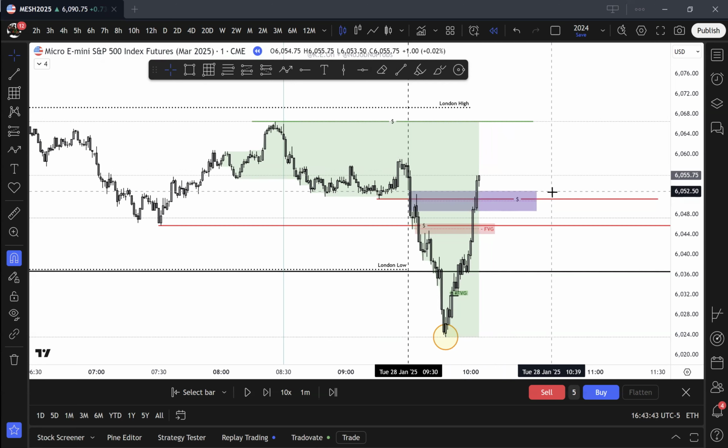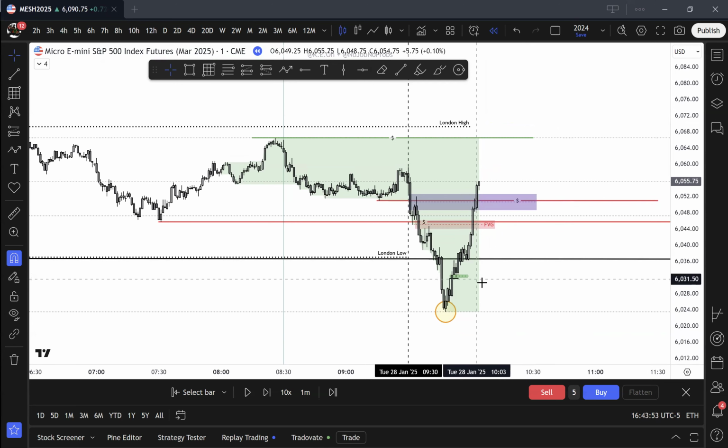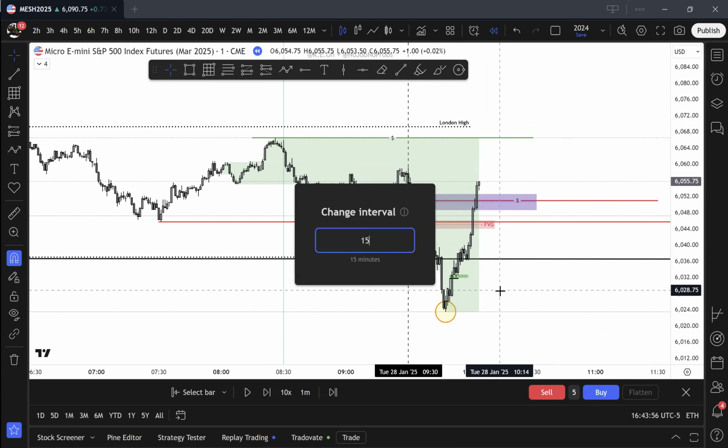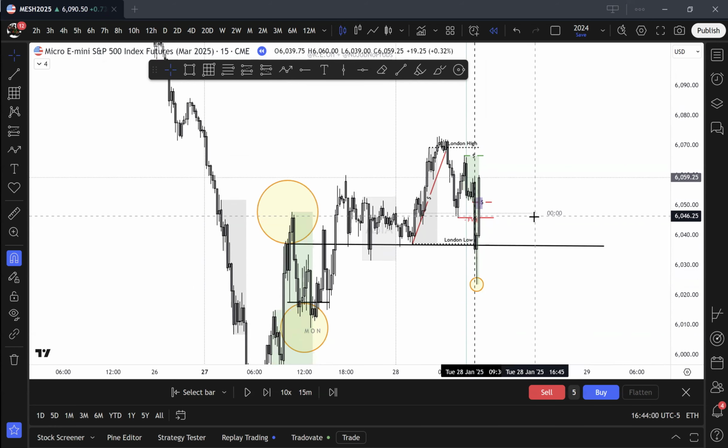So yeah, with that being said, this is where I got my entry. I placed a buy limit here and I had my stop loss all the way down here, just in case price wanted to come all the way back down here and retest this area, just like it did right here, right? So again, same thing I showed you guys in the last video.